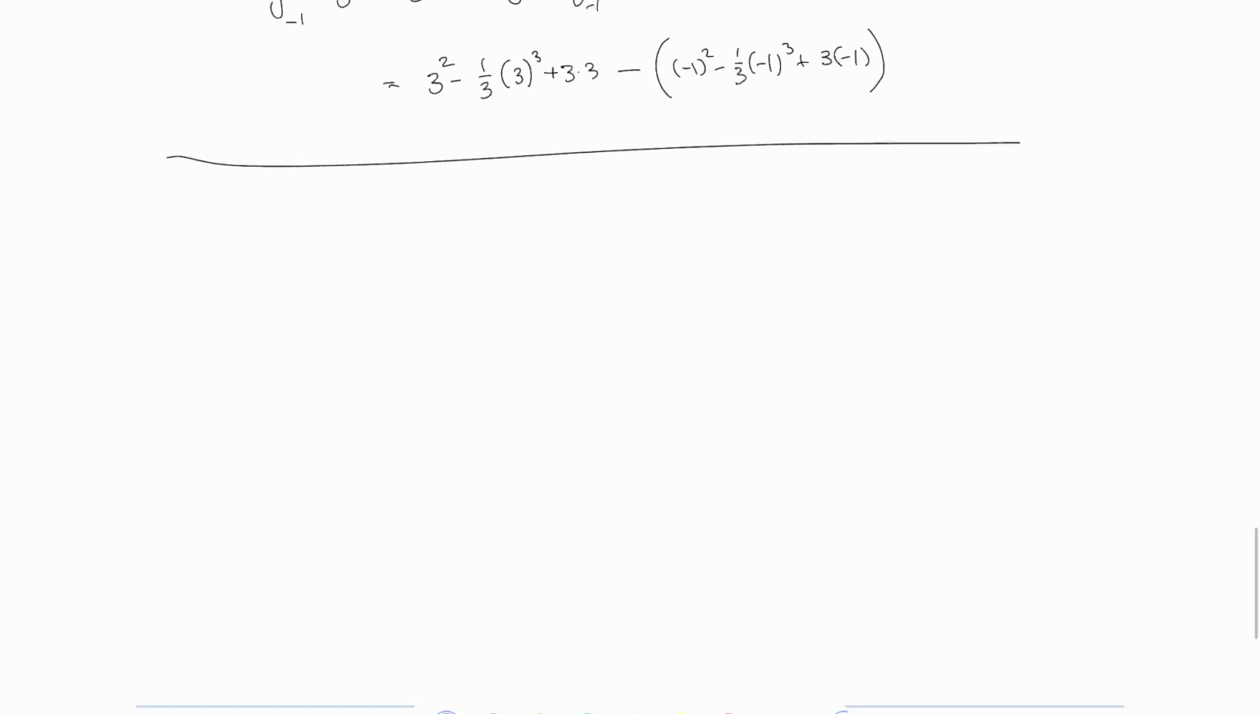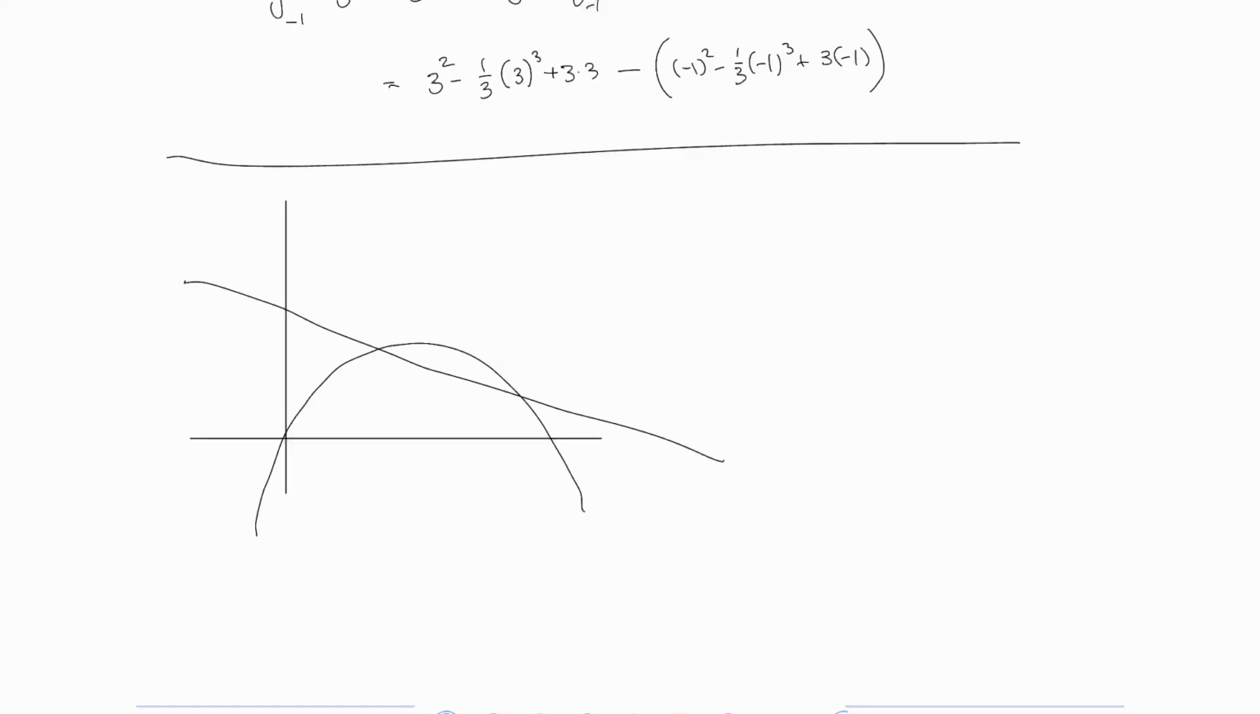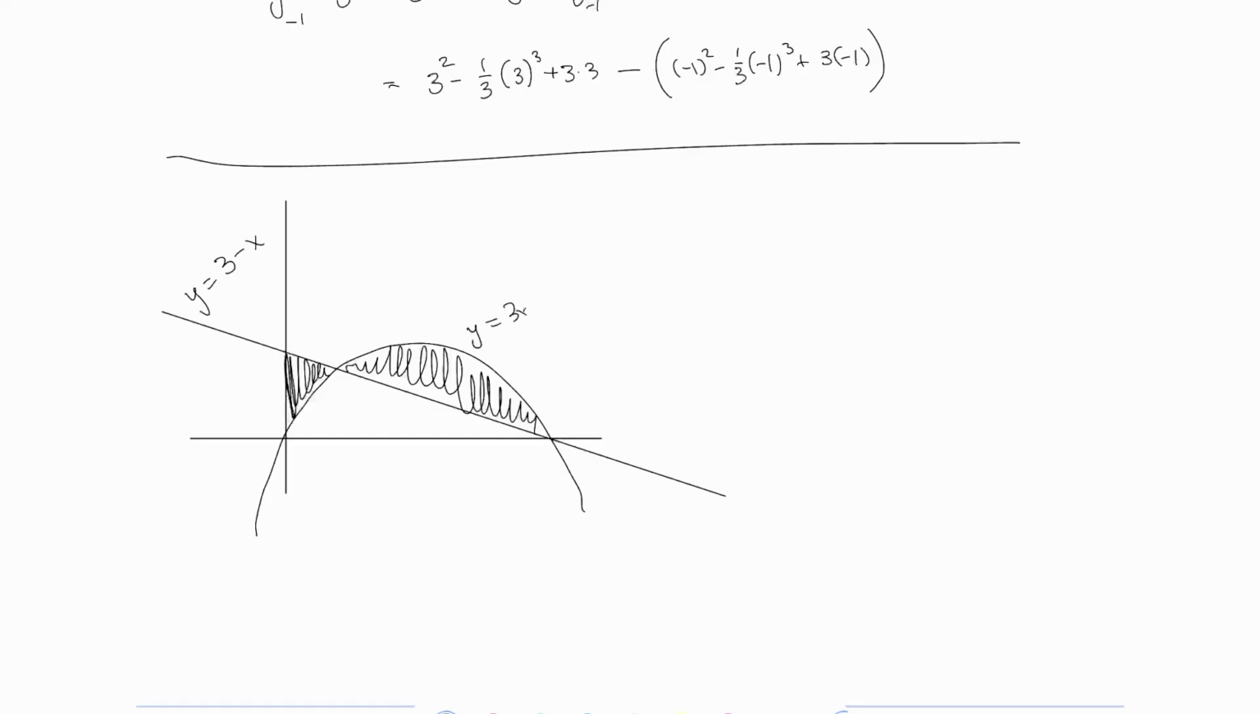Anyway, I got 2. Find the shaded area each time. Try to draw these nicely. The shaded area is here and here. All right, so we have a parabola and a straight line, and I want those areas there. Okay, that was one, and another.